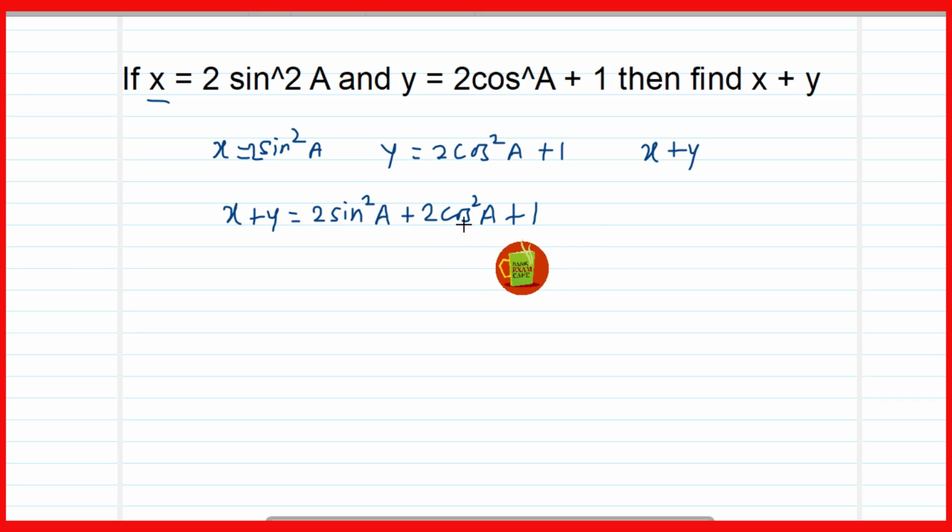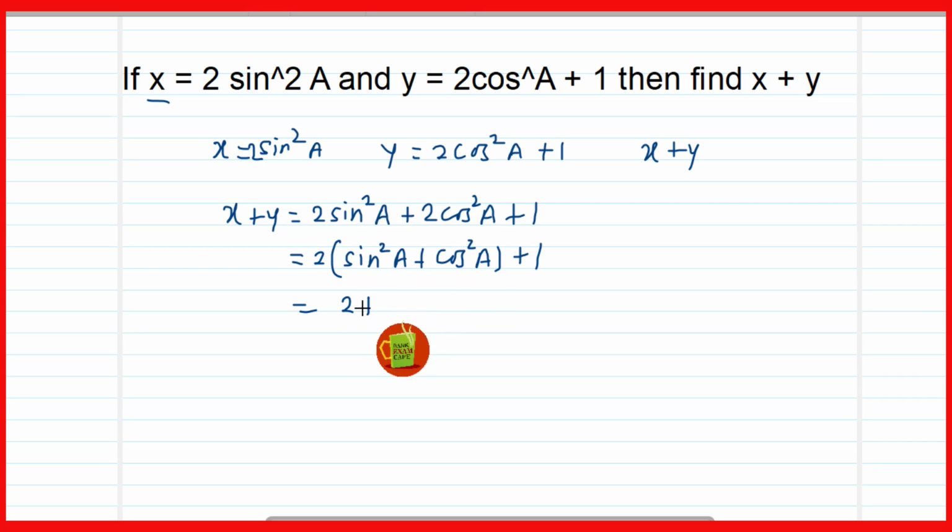plus 1. Now from these first two terms we can take out 2 as a common factor. So 2 inside the bracket sine square a plus cos square a, plus 1. Here sine square a plus cos square a is 1, so 2 into 1 will be 2, so 2 plus 1 is equal to 3, and therefore x plus y is equal to 3.